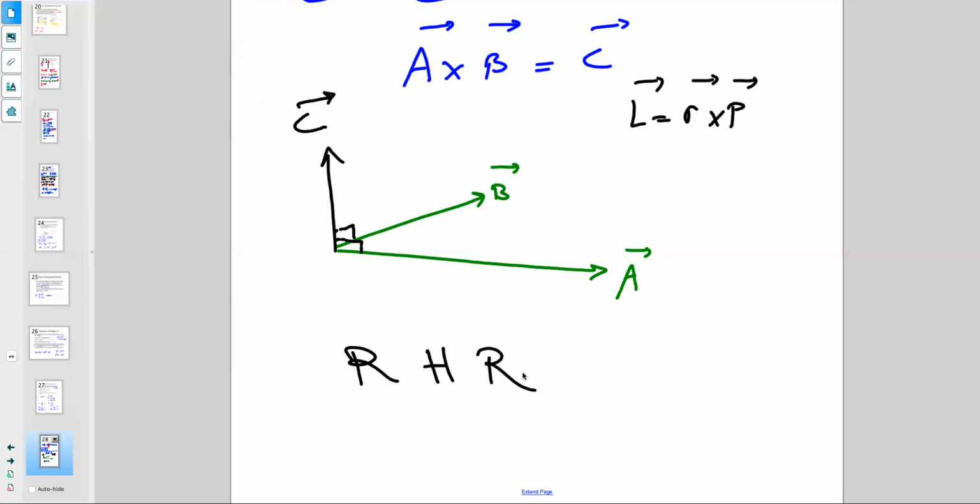Right-hand rule. All right, this is the end of part 2. If you have any questions, let me know.